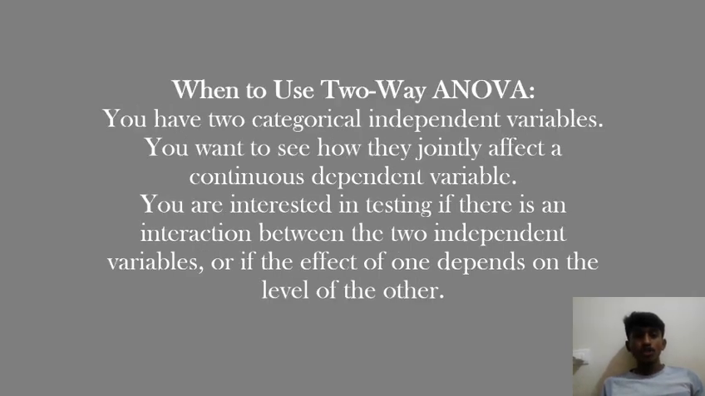When to use two-way ANOVA. You have two categorical independent variables and you want to see how they jointly affect a continuous dependent variable. You are interested in testing if there is any interaction between the two independent variables, or if the effect on the dependent variable depends on the level of the other.